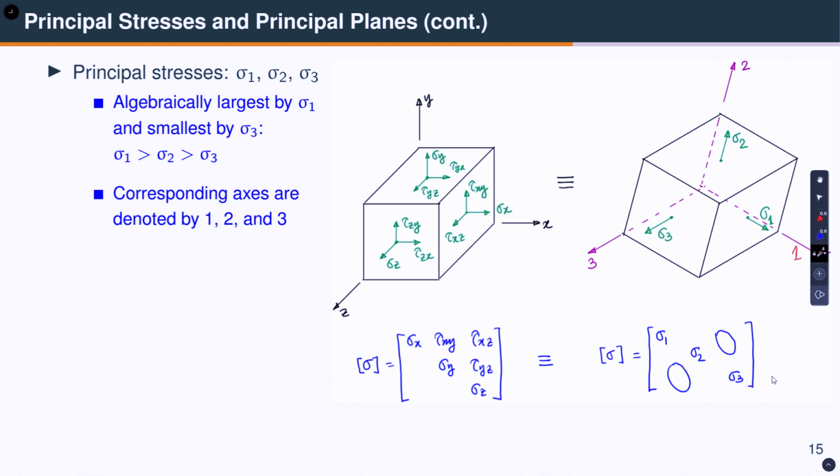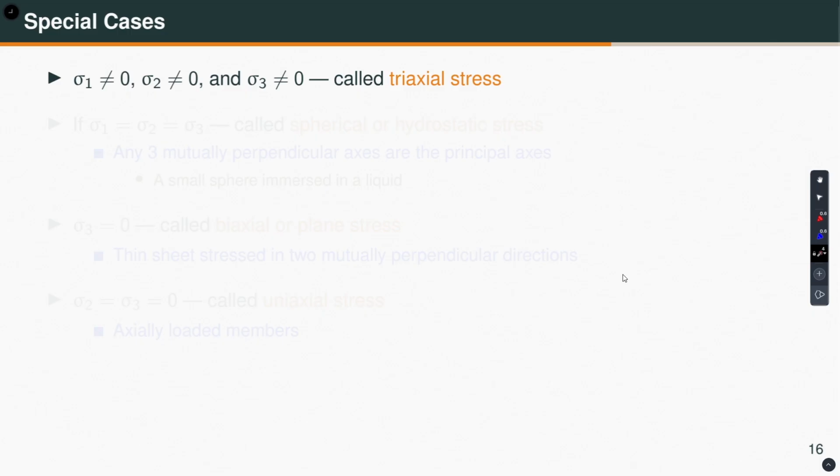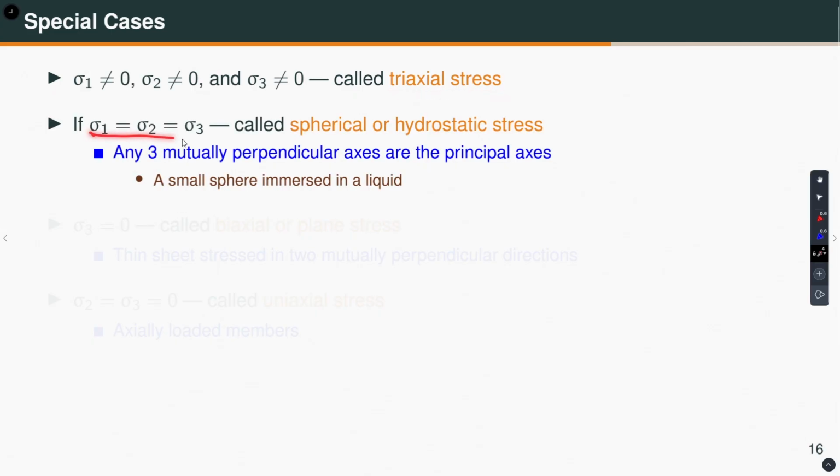And the axes, instead of x, y, z, are now rotated. So, we denote them 1, 2 and 3. There are some special cases, let us talk about those. If none of the principal stresses are 0, then we call it a triaxial stress or a 3D state of stress. If all 3 of them are equal, then we call it a spherical or hydrostatic state of stress. In this particular case, any 3 mutually perpendicular axes are the principal axes. Imagine a small sphere immersed in a liquid.